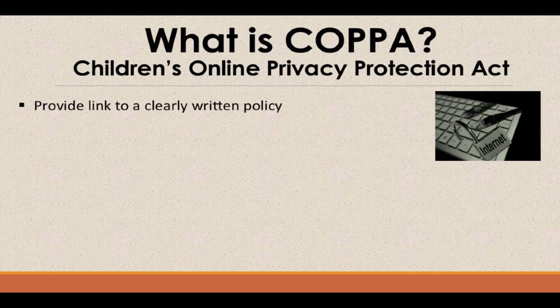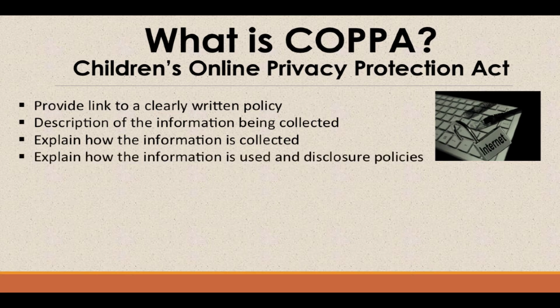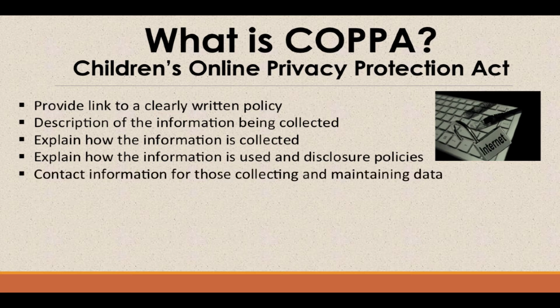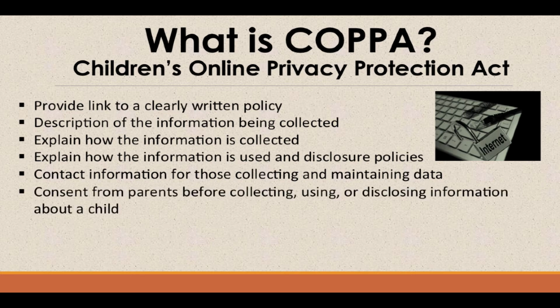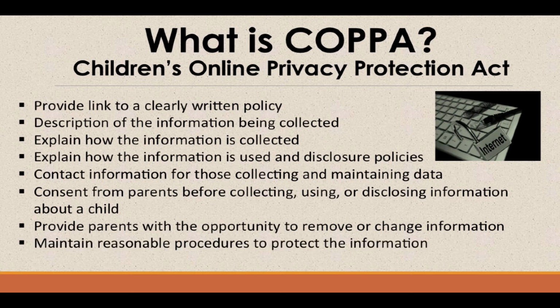A link to a clearly written policy needs to be provided. There needs to be a description of the information that is being collected, and an explanation of how that information is being collected, and how the information is going to be used, and their disclosure policies. Contact information for those collecting and maintaining data needs to be provided. There needs to be consent from parents before collecting, using, or disclosing information about a child. And they need to provide parents with the opportunity to remove or change information. And they also need to maintain reasonable procedures to protect the information that is being collected.